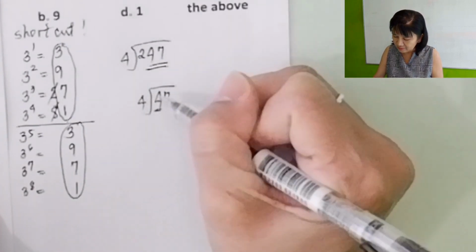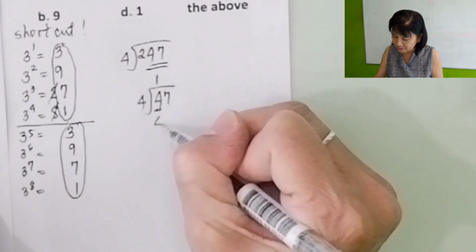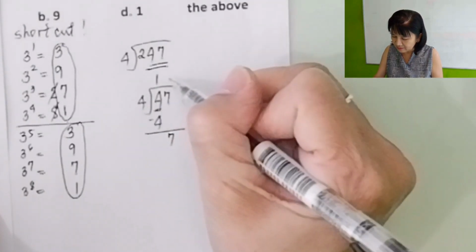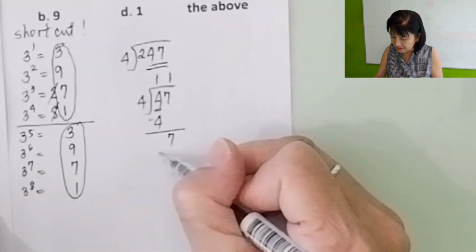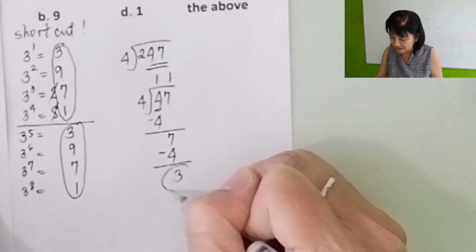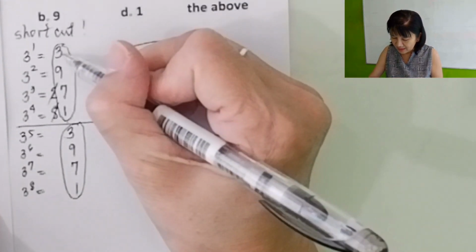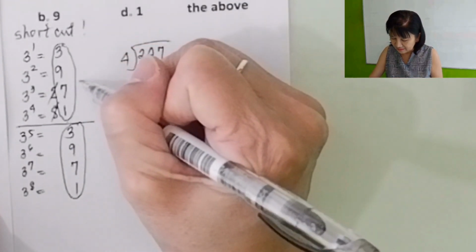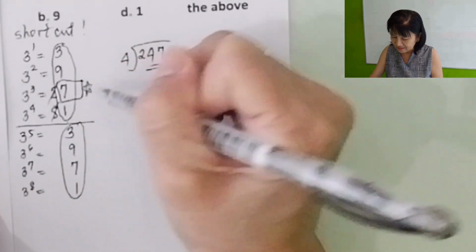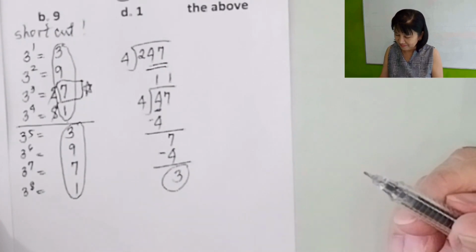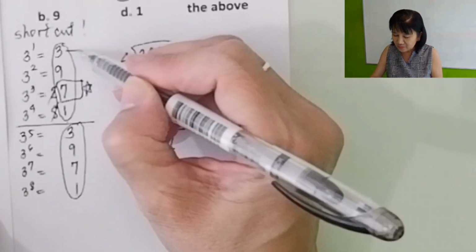Okay, let's start with 4 divided by 4. 1 times 4 is 4. Minus, bring down 7 divided by 4 is 1. 1 times 4 again is 4. 7 minus 4 is 3. The remainder is 3. Therefore, 1, 2, 3. There. The last digit is letter C, 7. So your answer will be 3.